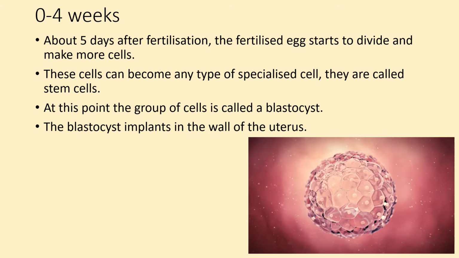At this point, the group of cells is called a blastocyst, and the blastocyst implants into the wall of the uterus. So we talked about this in the fertilization and implantation topic, right? So fertilization happens, the egg and the sperm nuclei fuse together and they get wafted down the oviduct by the cilia, and then when they get to the uterus, the ball of cells, which is at the moment called the blastocyst, implants into the wall of the uterus.